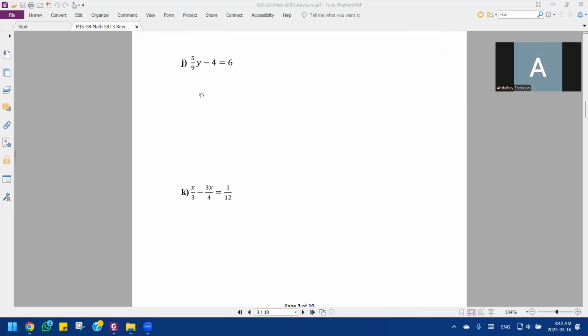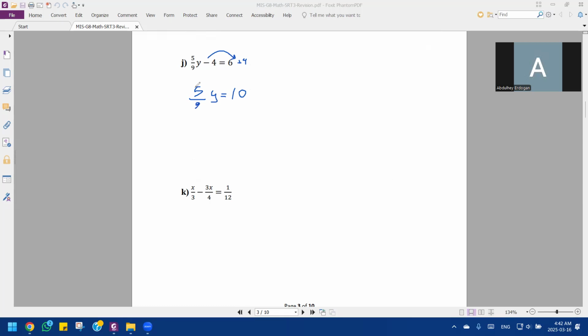Now j, let's look at j. So here we have y, but we have minus 4 and 6. First of all, in the first rule, numbers on one side, variables on the other side, but here it's not applied, so we have to do it. Let's take minus 4 to the other side. So it will be plus 4. So we have 5 over 9 y is equal to 6 plus 4, 10.